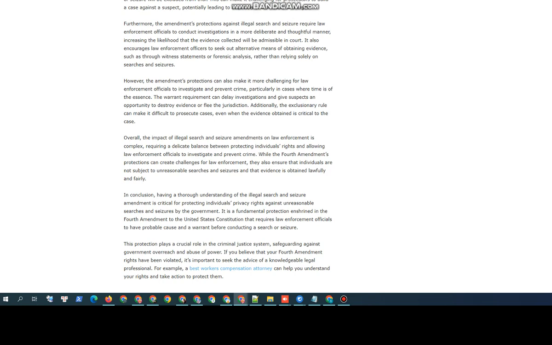In conclusion, having a thorough understanding of the illegal search and seizure amendment is critical for protecting individuals' privacy rights against unreasonable searches and seizures by the government. It is a fundamental protection enshrined in the Fourth Amendment to the United States Constitution that requires law enforcement officials to have probable cause and a warrant before conducting a search or seizure. This protection plays a crucial role in the criminal justice system, safeguarding against government overreach and abuse of power.